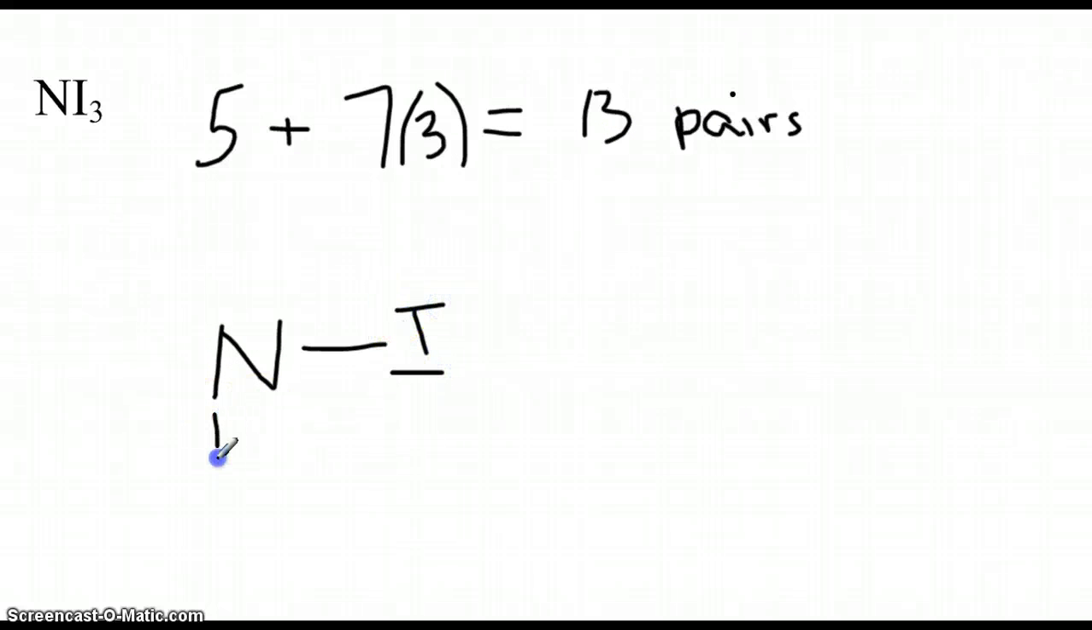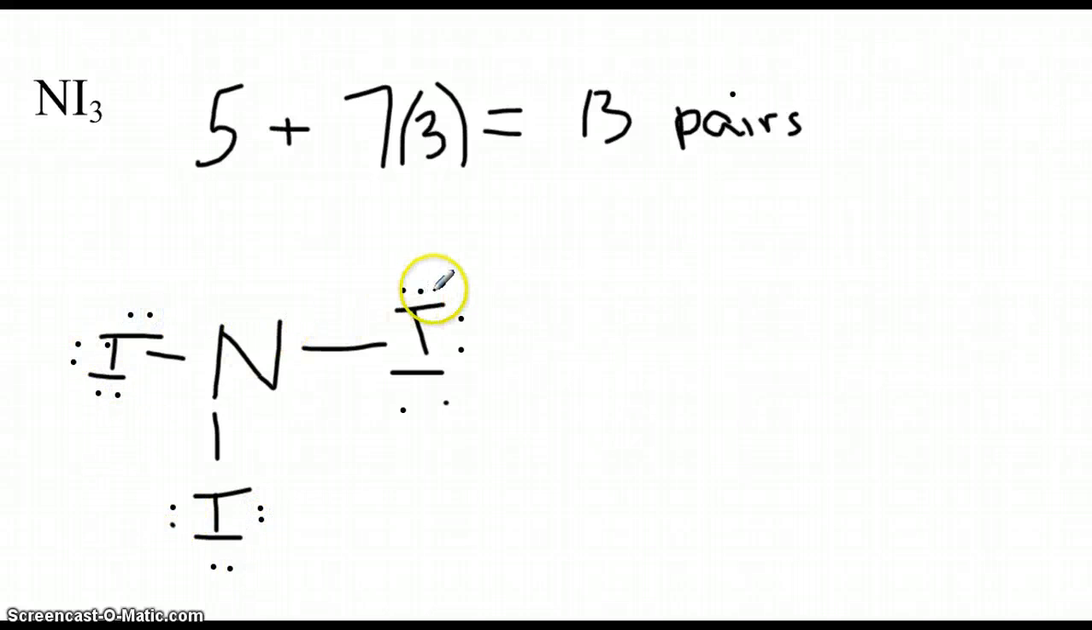So I'm going to put my iodines. I'm going to add in my pairs. So right now I have used 12: 1, 2, 3, 4, 5, 6, 7, 8, 9, 10, 11, 12. So here's where my 13th can go. I don't have any ions and I don't have any charges, so I don't need to do any brackets. I'm done.